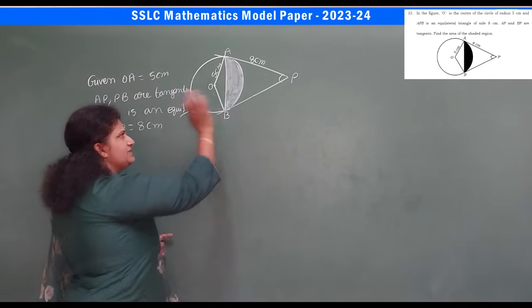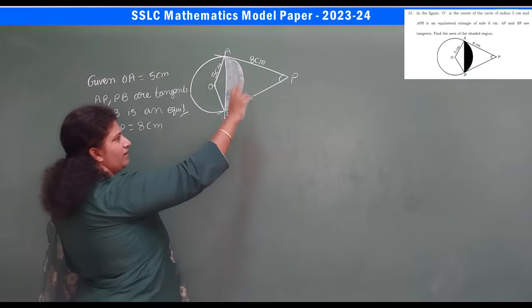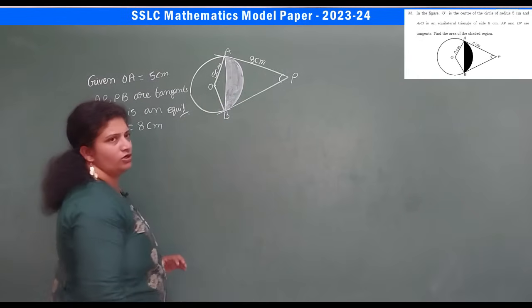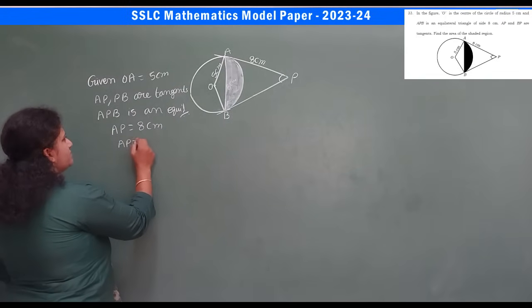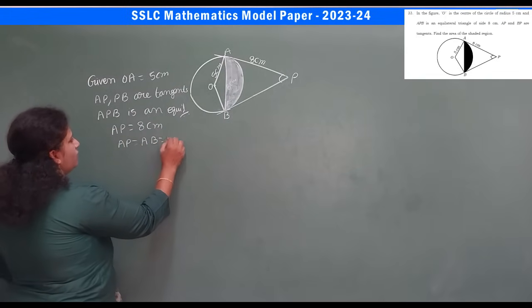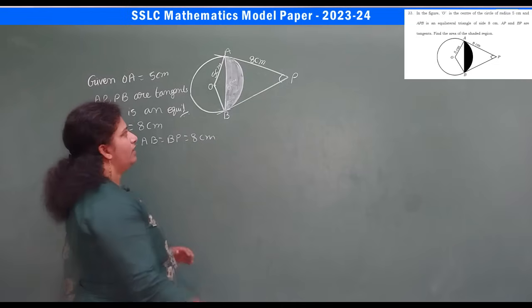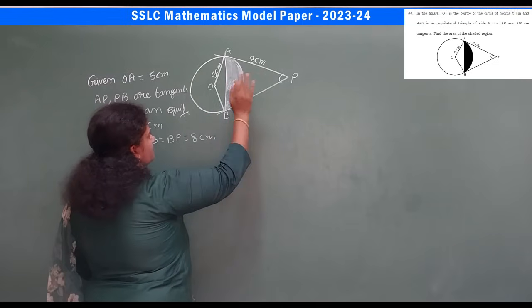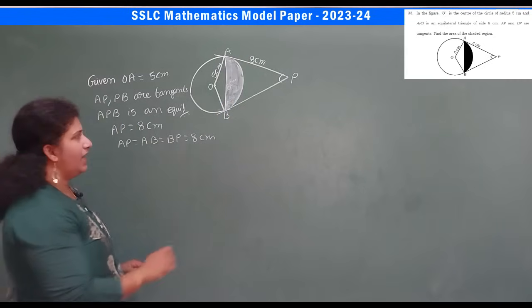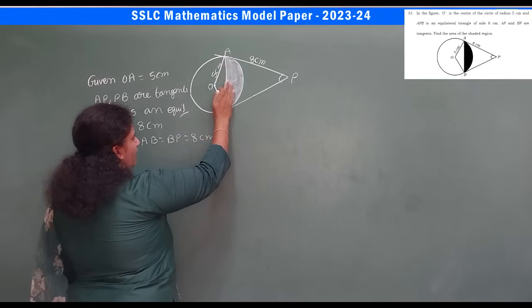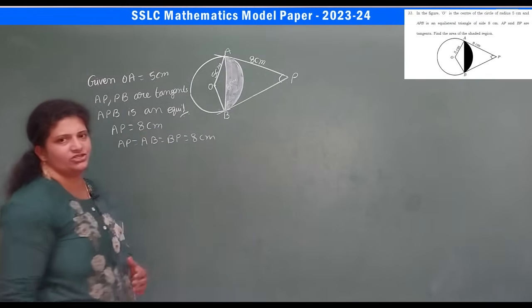How can I get this shaded region area? Observe the figure carefully. By the equilateral triangle, I got AB is equal to 8 centimeters. You can write here AP is equal to AB is equal to BP is equal to 8 centimeters. Now, forget about this part and this part. Just observe this. It is a sector. From the area of a sector, if you subtract this triangle area, you will get the shaded region.